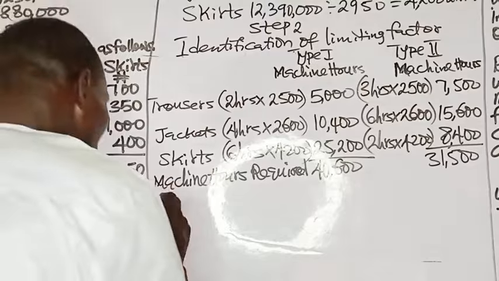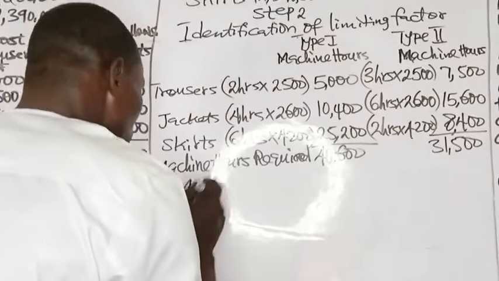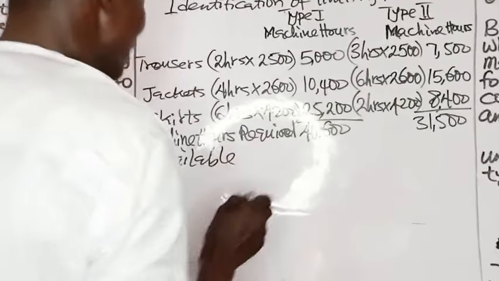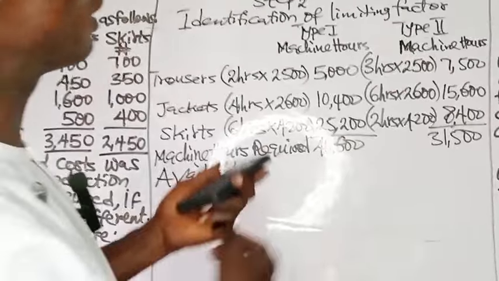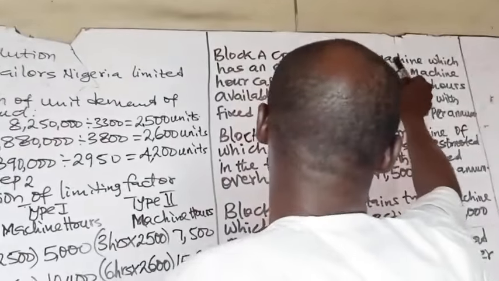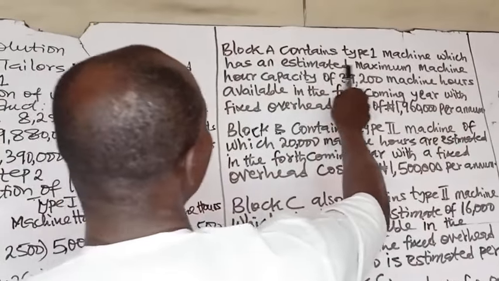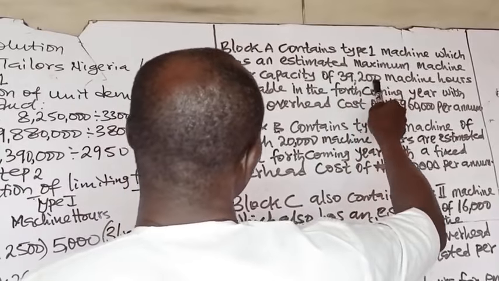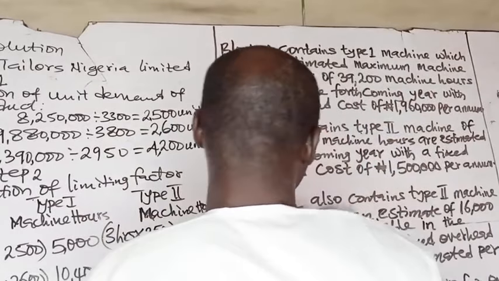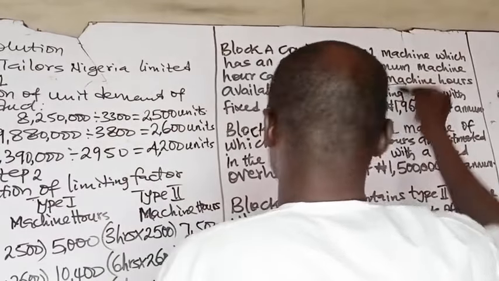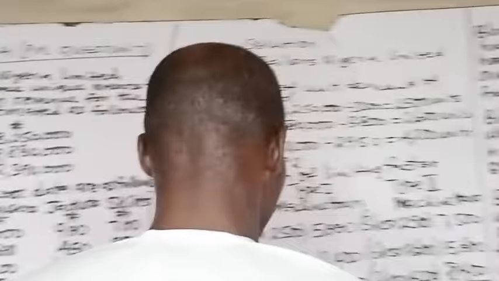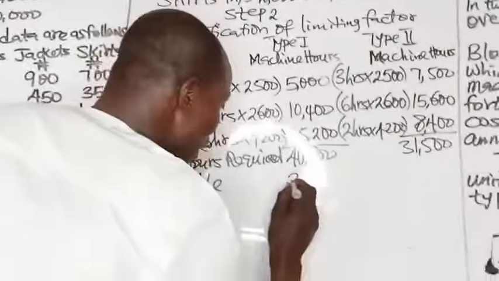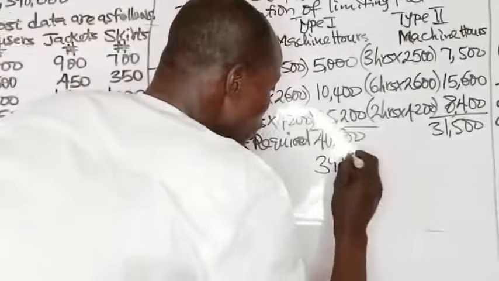So how many machine hours is available? You want to compare your required with the available. Back to the question. You were told block A contains type 1 machine, which has an estimated maximum machine hours capacity of 39,200 machine hours. So the available is 39,200 for machine type 1.